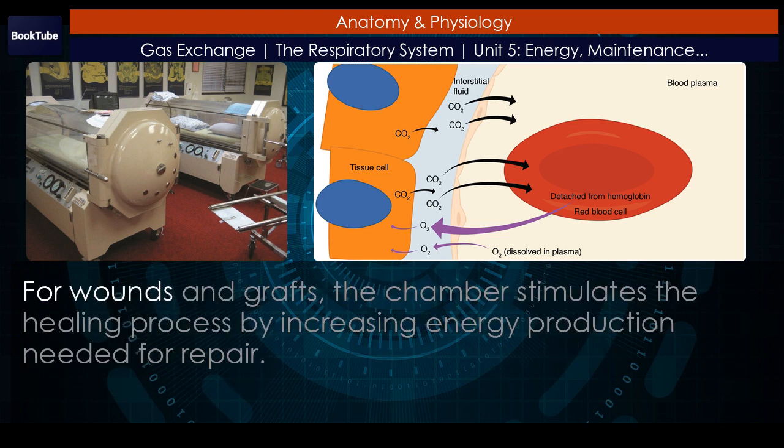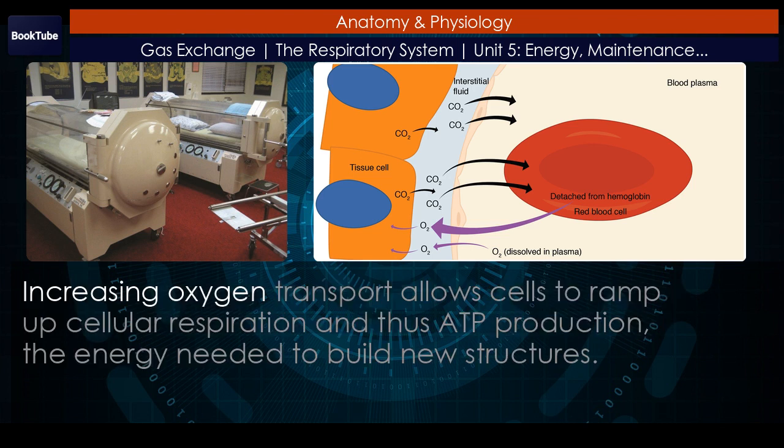For wounds and grafts, the chamber stimulates the healing process by increasing energy production needed for repair. Increasing oxygen transport allows cells to ramp up cellular respiration and thus ATP production, the energy needed to build new structures.